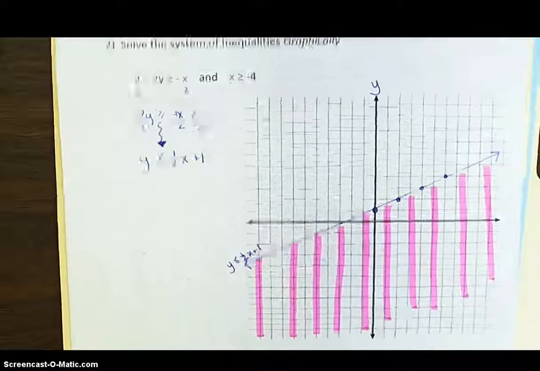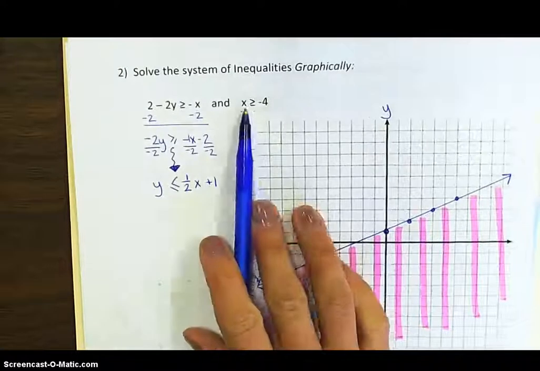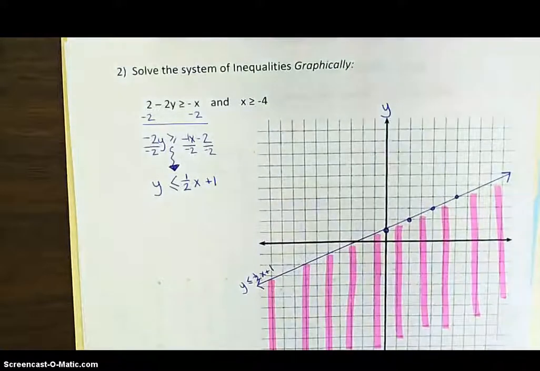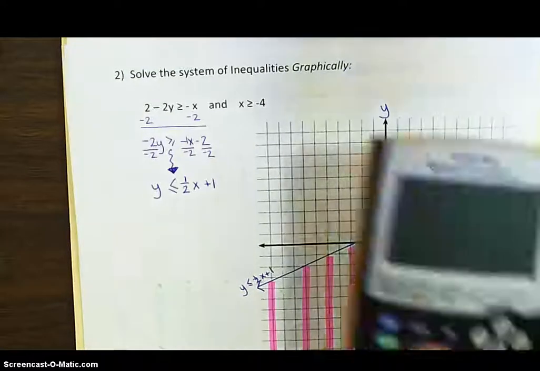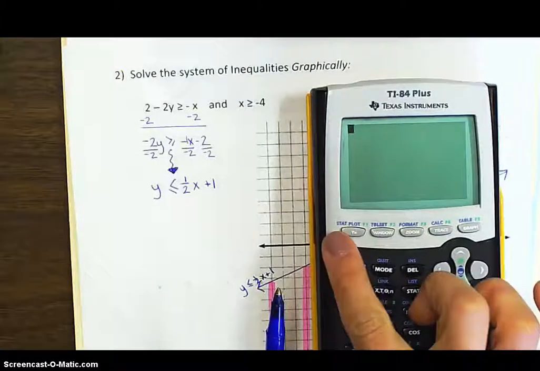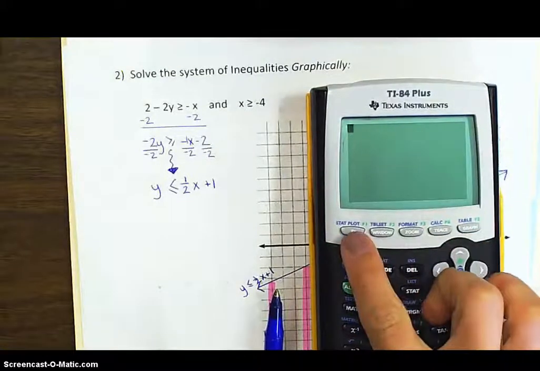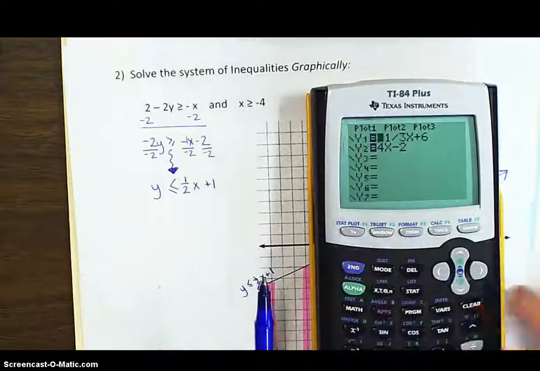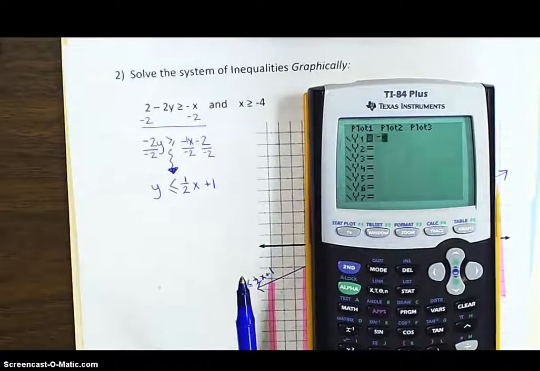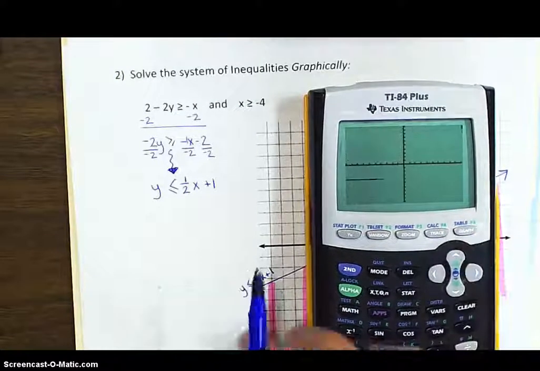Okay, now we have to graph our second line, and that is x is greater than or equal to -4. Now, let's say you forgot how to graph this. Well, that's okay. We're going to go to our graphing calculators. Now, we don't have an x equals, but we do have a y equals, and we know that x equals is just going to be the opposite. So I'm going to clear this out, and I'm going to type in x equals -4 and hit graph.